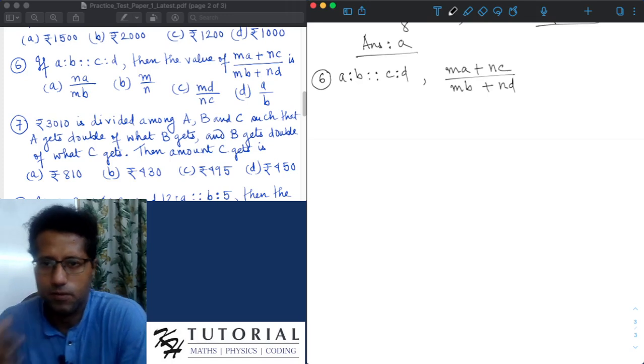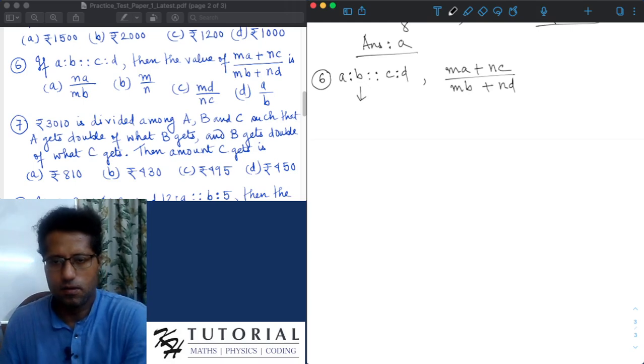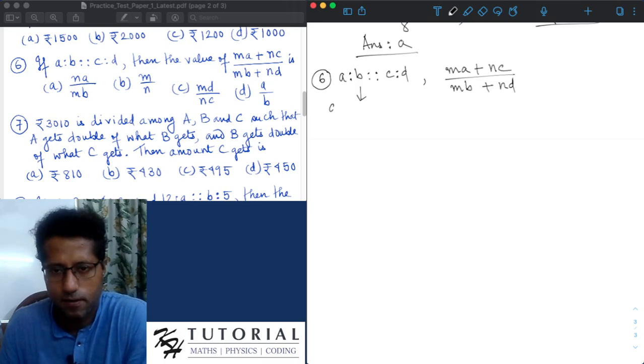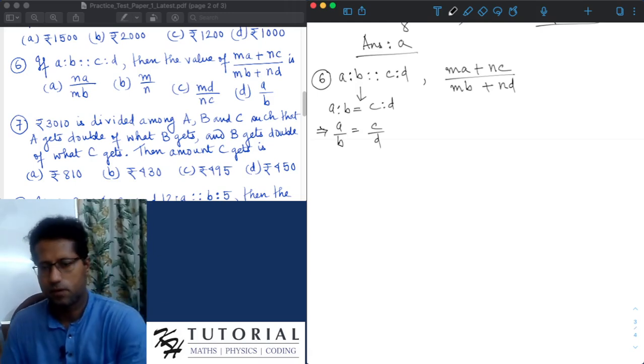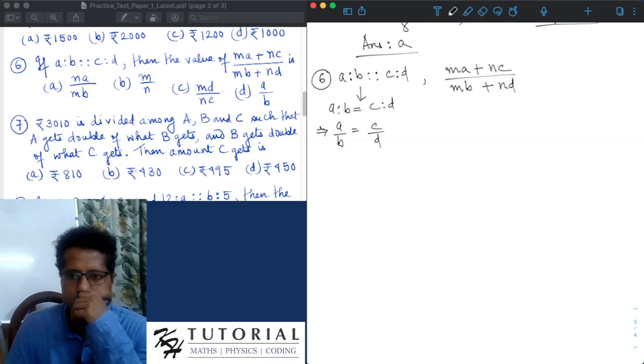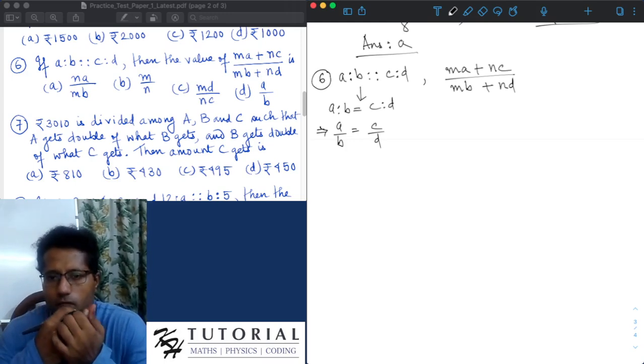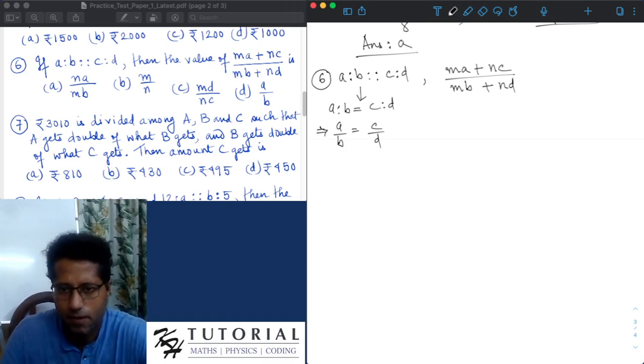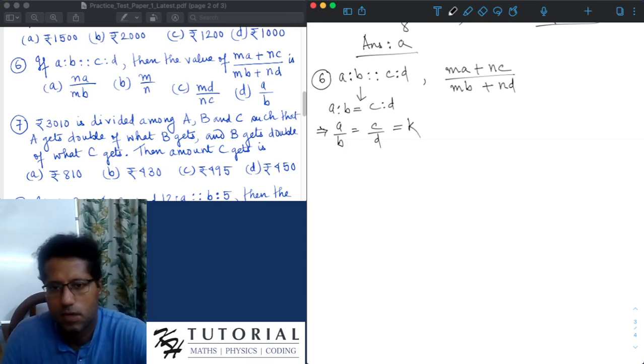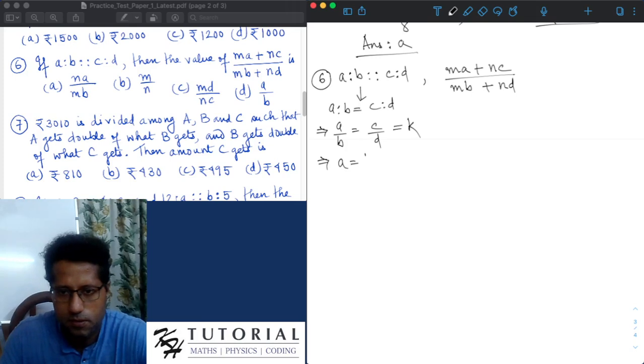Now to solve this kind of problem, we know from the fact that A is to B is in proportion to C is to D, that A is to B equals C is to D. This is from the definition of proportion, and this implies that A by B equals C by D. One standard way of solving this kind of problem is to assume this to be equal to some constant K. So from here we can say that A equals KB and C equals KD.